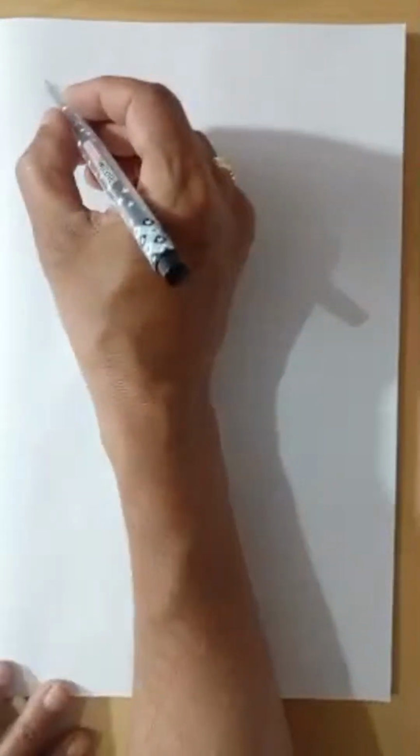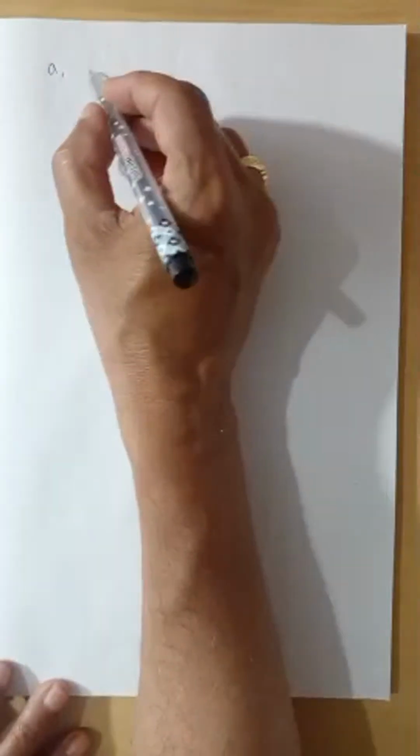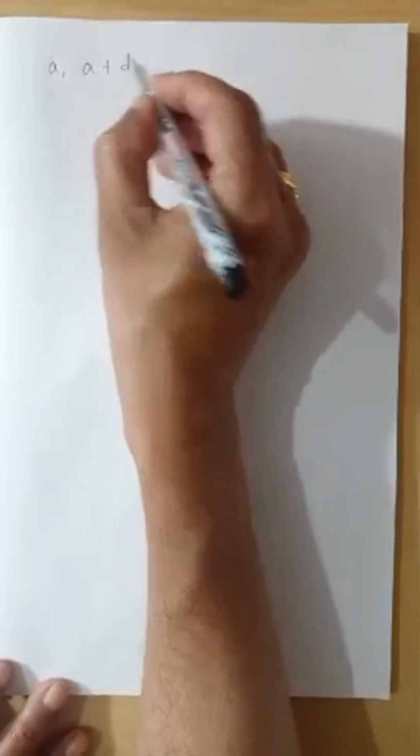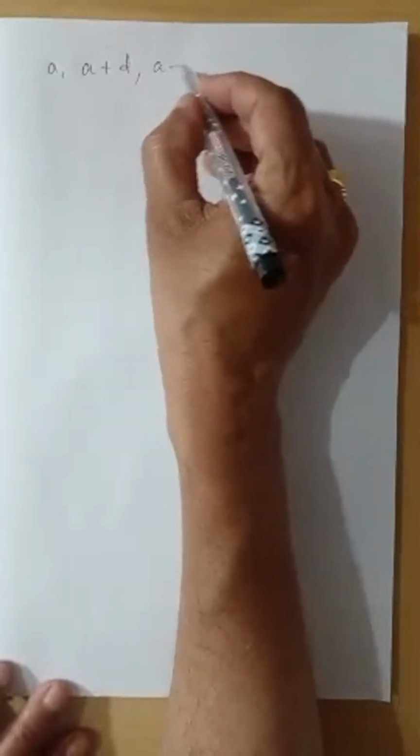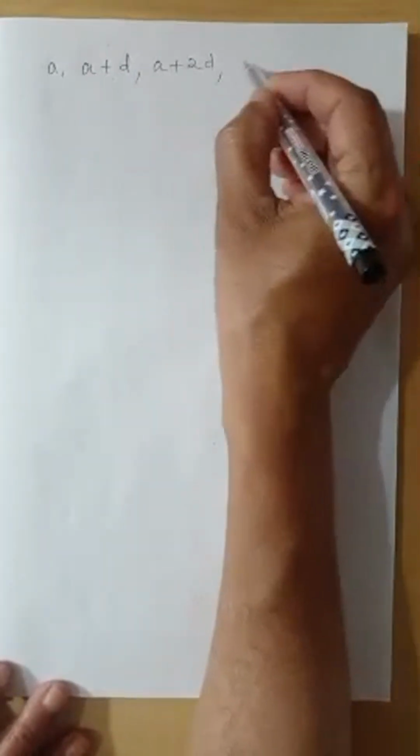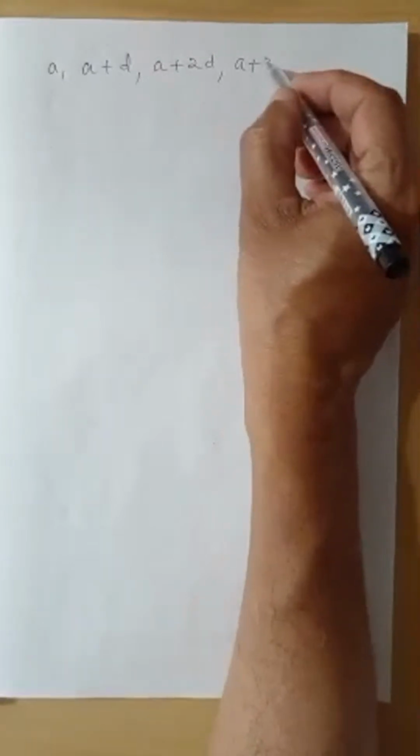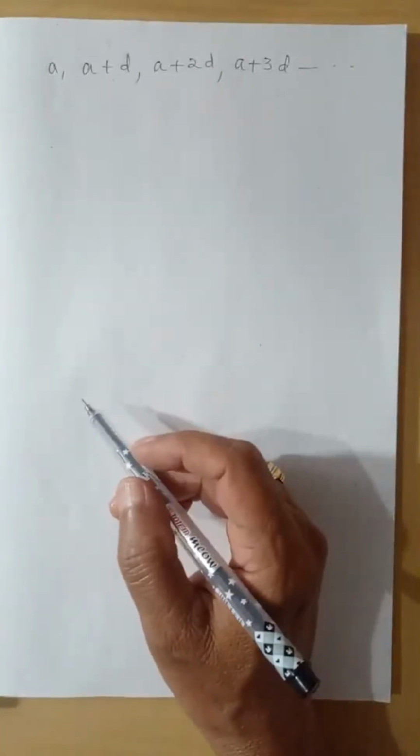What is the general form of an arithmetic progression? You know that one: a, a plus d, a plus 2d, a plus 3d. These are the terms of the general arithmetic progression, where a is the first term and d is the common difference. I want to add those terms.